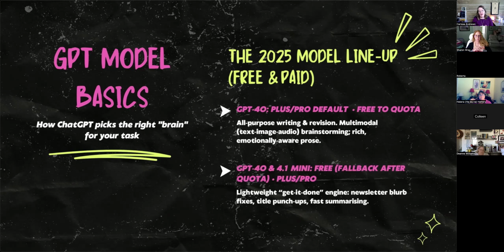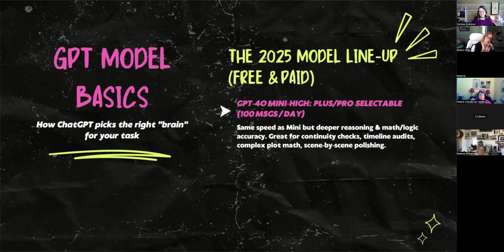Then there are GPT 4.0 and 4.1 mini, so these are both minis. This is the free version, which is the fallback once your 4.0 quota is met. It's also available from the Plus and Pro versions, but this is the lightweight version of 4.0, and it's just a get-it-done engine. It does great with newsletters, newsletter blurb fixes, title punch-ups, and fast summarizing. It works really great for quick and easy chats. It's not typically used for something where you need a lot more depth.